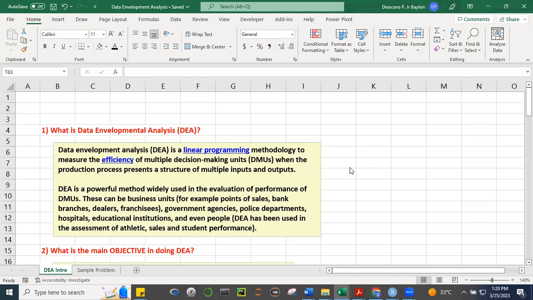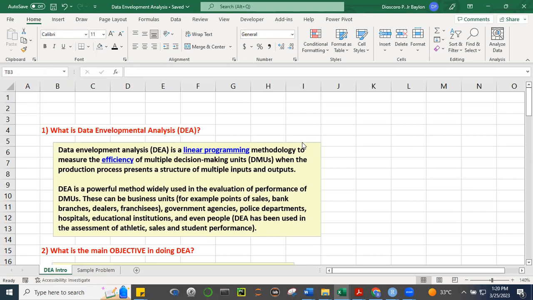Good afternoon once again. Today we're going to discuss data envelopment analysis, or DEA. You have been exposed to a linear programming problem, and DEA is an application of linear programming. The focus of DEA is to look at the efficiency of what we call DMUs.